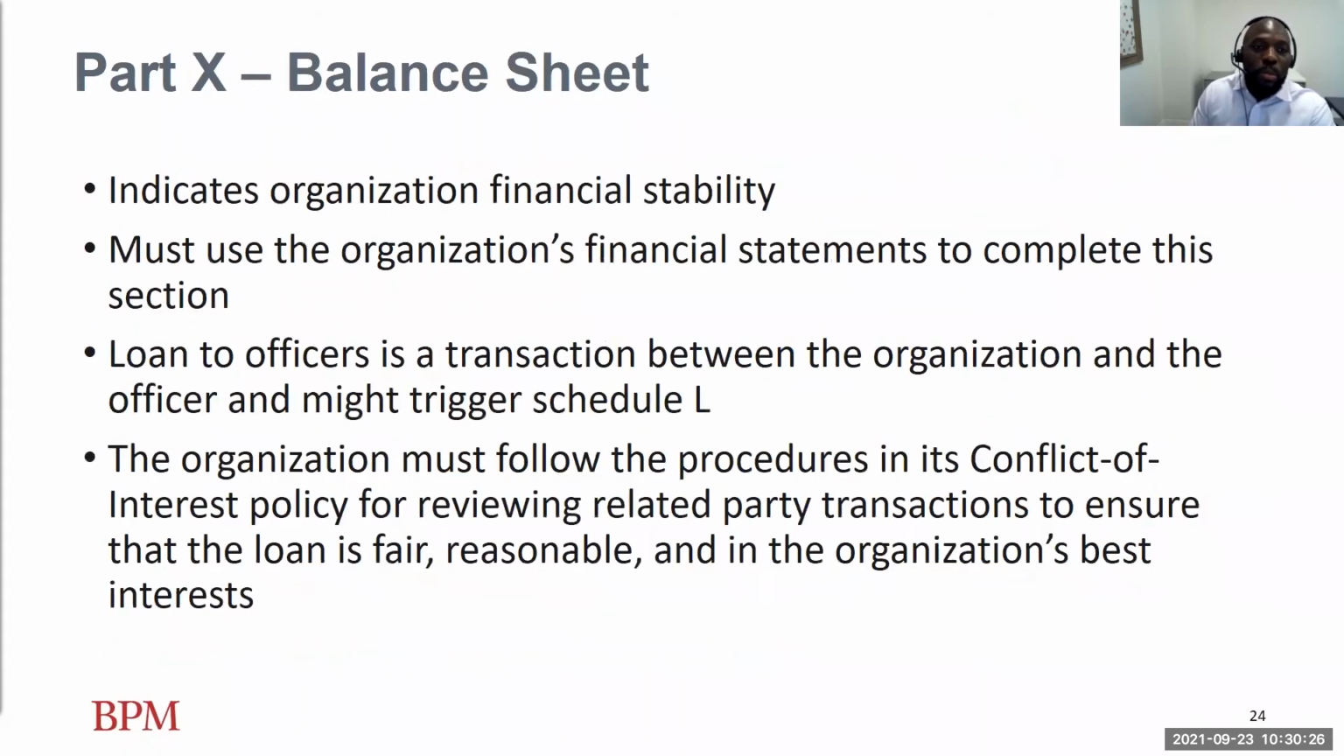Next slide, please. Your balance sheet indicates your financial stability, and again, we use the financial statement. But one thing I really want to note here is loans to officers. If there's any transaction between your officers and the organization, the amount has to be disclosed on the balance sheet, and it might trigger Schedule L, which we will discuss later. And then the organization must follow some procedures. The procedure is a conflict of interest policy for reviewing related party transactions to ensure that the loan is fair, reasonable, and in your organization's best interest.